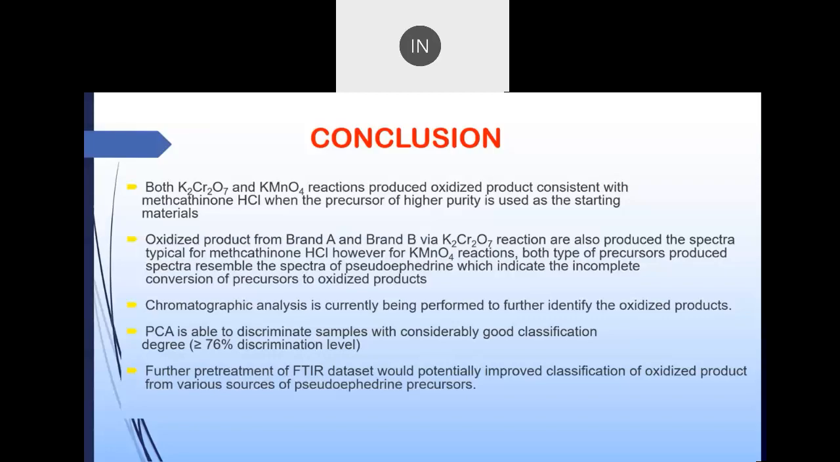Chromatographic analysis is currently being performed to further identify the oxidized product. PCA is able to discriminate samples with a considerably good classification degree, which is over 76% discrimination level. And further pre-treatment of the FTIR dataset would potentially improve classification of oxidized product from various sources of pseudoephedrine precursor.